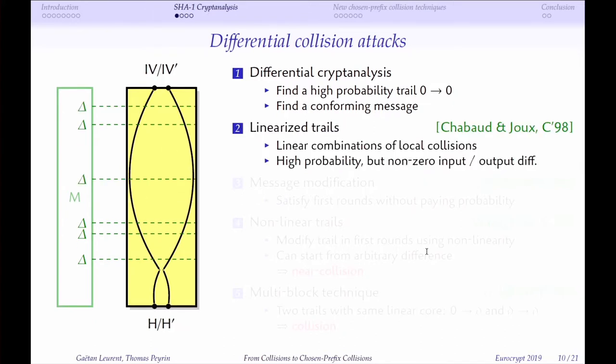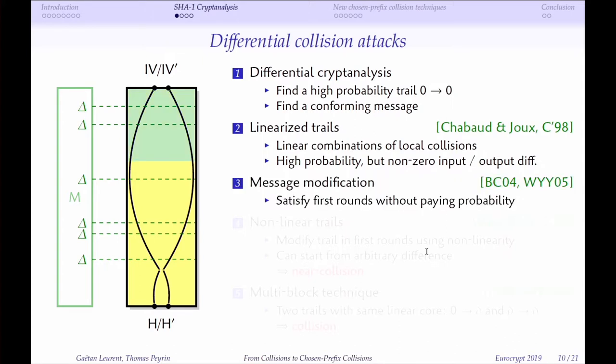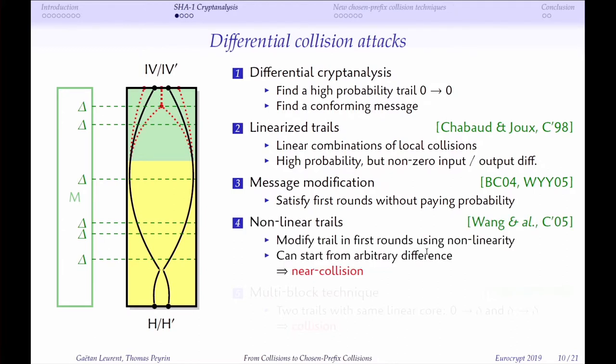But there's a nice trick: using the fact that the message expansion is linear in SHA-1, we can build some trails with good probabilities. I will not go through the details, it's not very important, but we know how to build some trails, but they don't start from zero and they don't go to zero. The next important trick is that in the first round, at the beginning of the computation, you don't have to pay for the probability cost, because you can just choose the message that satisfies the path. So this is nice, we don't really care about the initial steps.